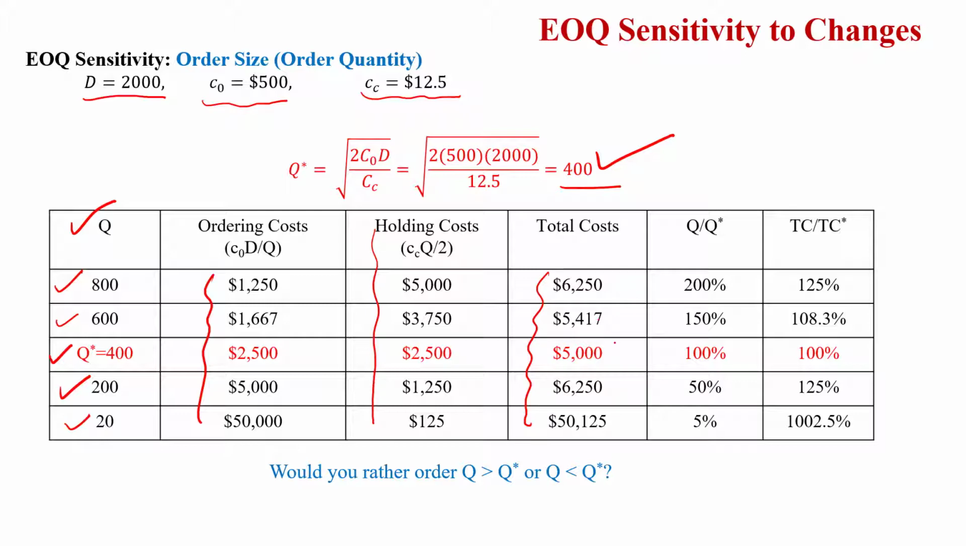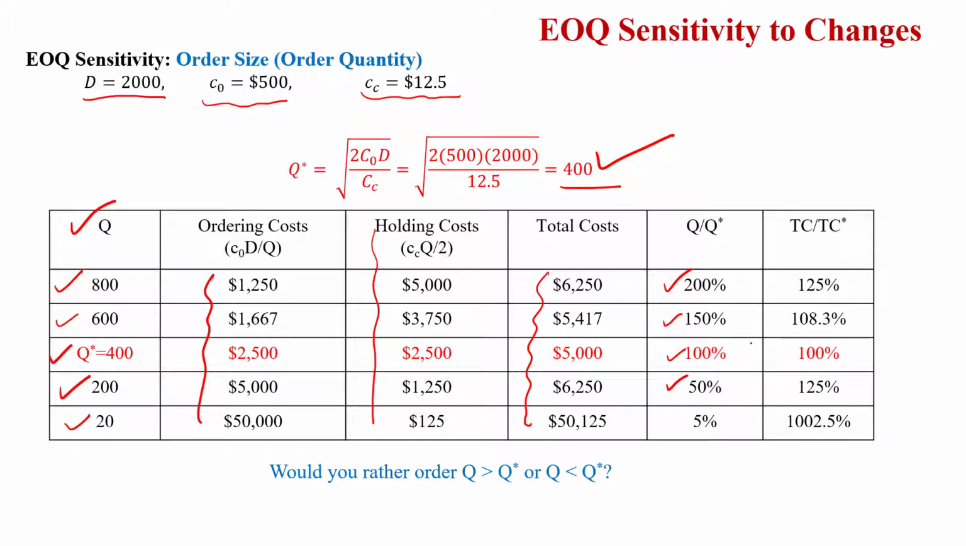Now we want to check the effect of the relative change in the quantity. If the optimum order quantity is 400 and we order 400, the relative change is 1. That means there is no change. This one is saying we are ordering 50% more than the optimum order quantity, or placing an order of more than 200. That is 200% of the optimum order quantity. Right now we are saying 50% less, and so on.